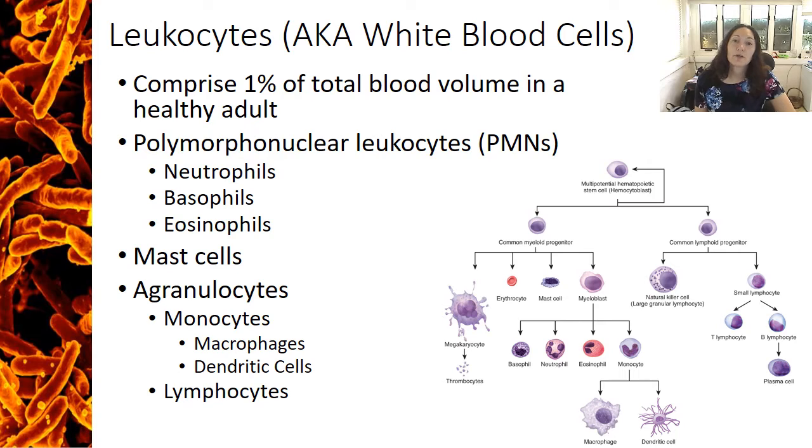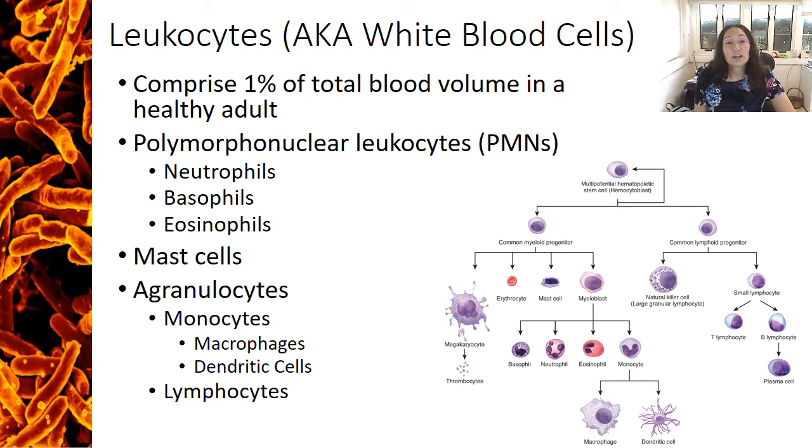These leukocytes make up about 1% of the total blood volume, so most of the innate immune cells are circulating in the bloodstream. And as we look at them, you'll see they're in different groupings. So you've got your neutrophils, your basophils, and your eosinophils, which are called granulocytes or PMNs. You've got your mast cells, and then we have what are called the agranulocytes. These are monocytes, which, remember, can develop into macrophages or dendritic cells, and your lymphocytes, your T cells and B cells, that we're going to talk about in the adaptive unit.